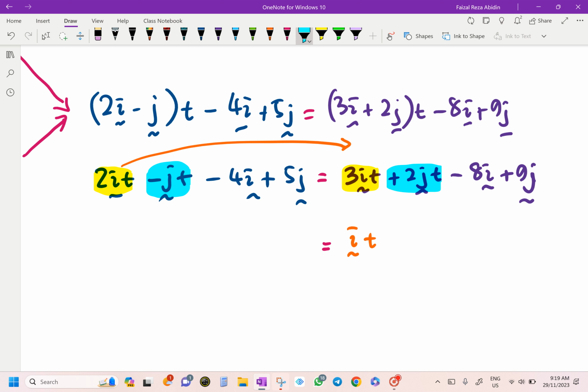You akan dapat apa? Saya bawa pergi sebelah kiri lah, sebab saya nak dapatkan simplify dia. 9j, negative 9j plus with 5j, negative 4j. Kan? Betul? Okay.